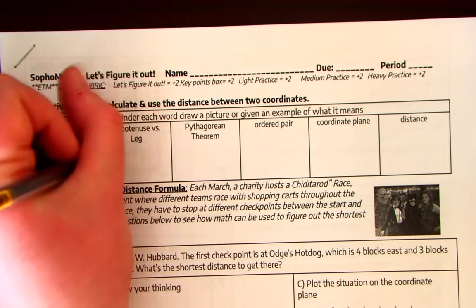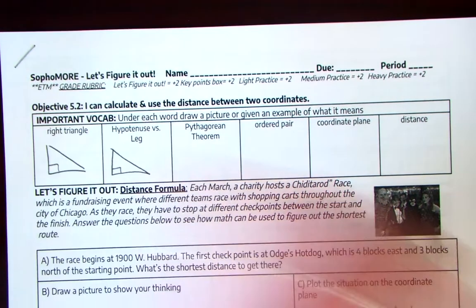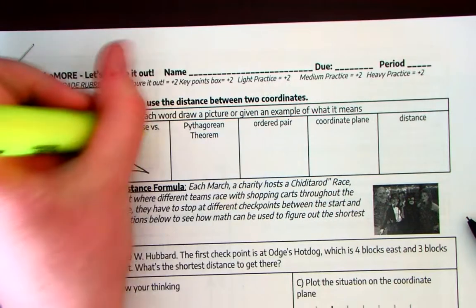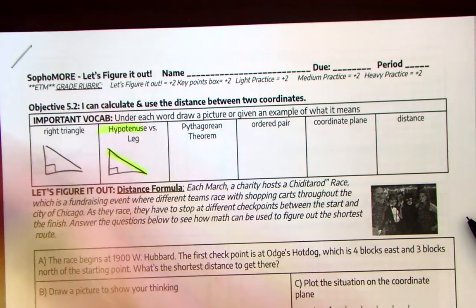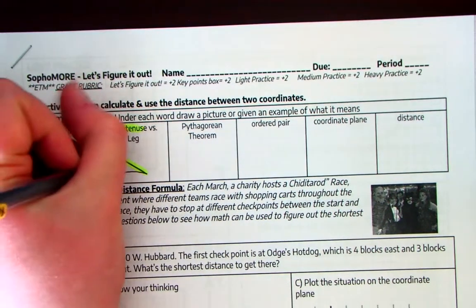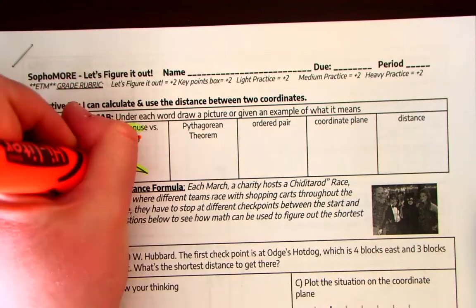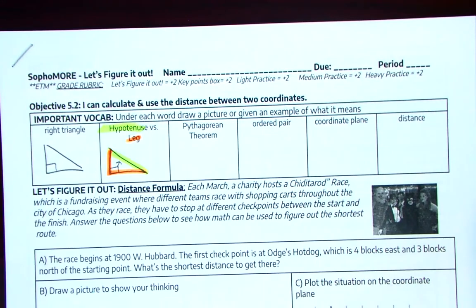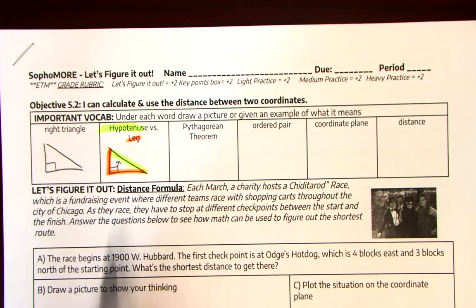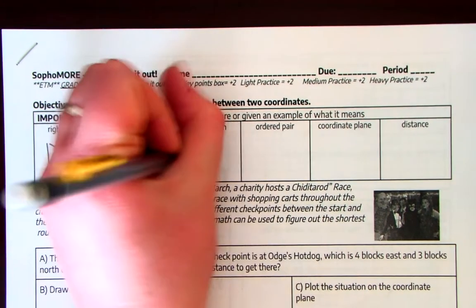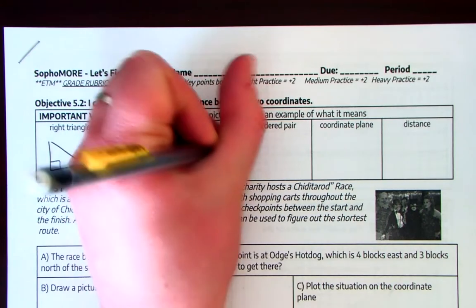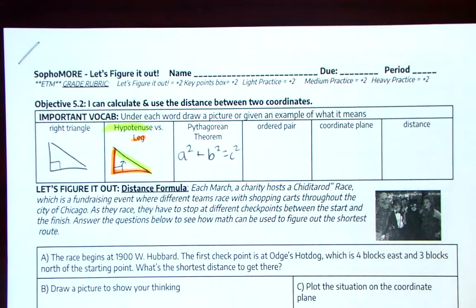Okay, and when we have a right triangle, it's important that we differentiate between the hypotenuse and the leg. The hypotenuse is the longest side, which will always be across from that right angle. The legs are the other two sides. And then when we are dealing with triangles, especially right triangles, we can use the Pythagorean theorem to solve for missing sides.